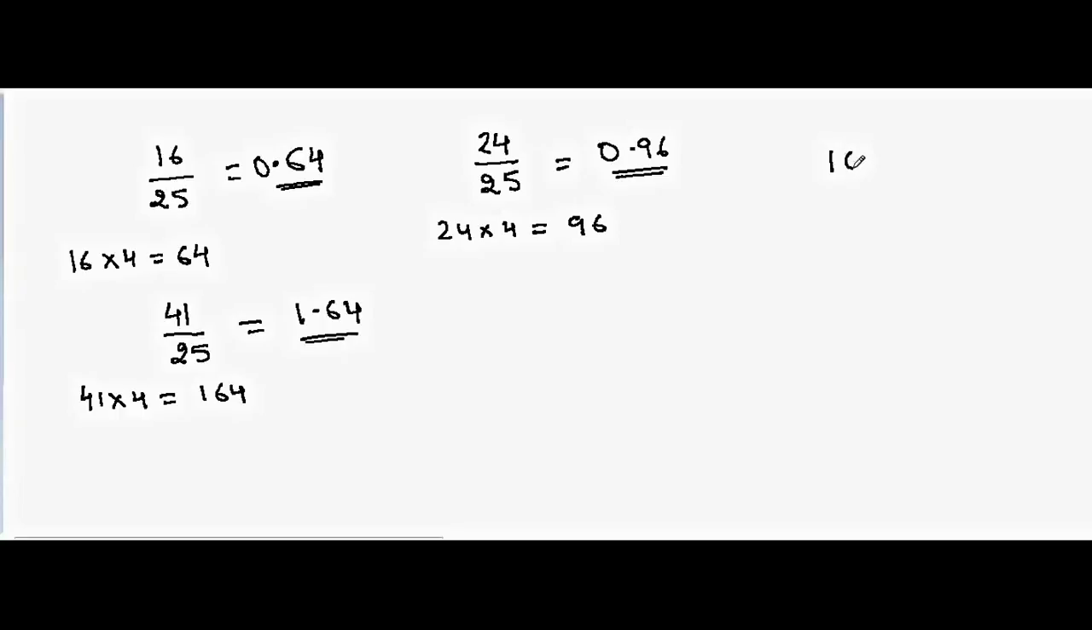So if I have 16 and I want to divide by 25, that's equal to 16 into 4 divided by 100. And so I'm multiplying these two numbers and I'm dividing by 100, and that's why I put a decimal after two digits from the right. So it's equal to 64 divided by 100, and that's equal to 0.64.